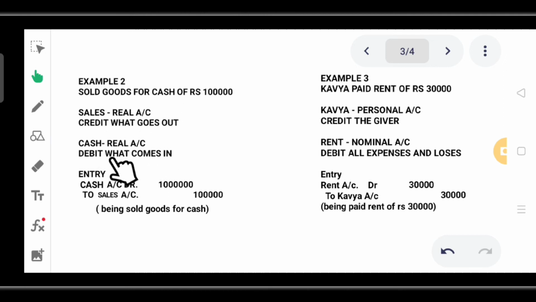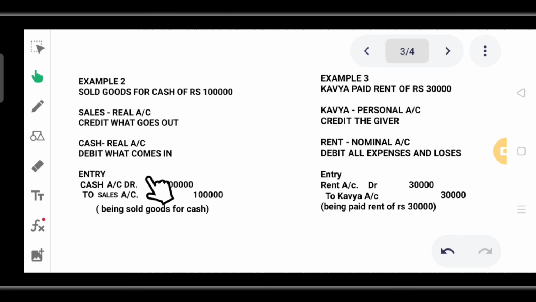So real account rule is debit what comes in, credit what goes out. So here, what is coming in when we sell a good to some person? Someone gives us cash. So cash comes in. So when cash comes in, it is debit what comes in. So cash account debtor 1 lakh and credit what goes out, sales. So goods are going out to sales account 1 lakh.